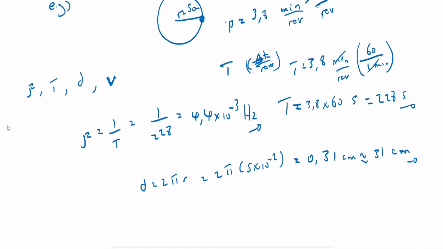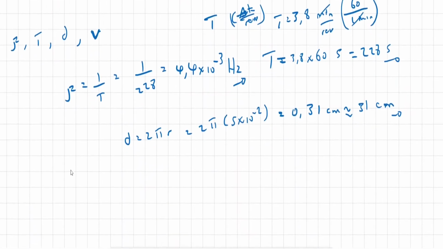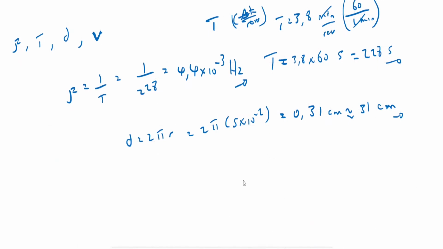That's the distance that the object will cover in that circle. All right, and then how fast were they moving? We are assuming that they were moving at a constant speed, so v is just going to be equal to the distance divided by time.